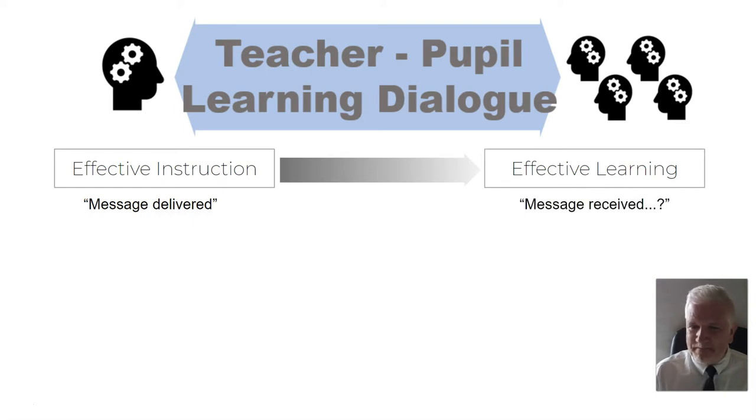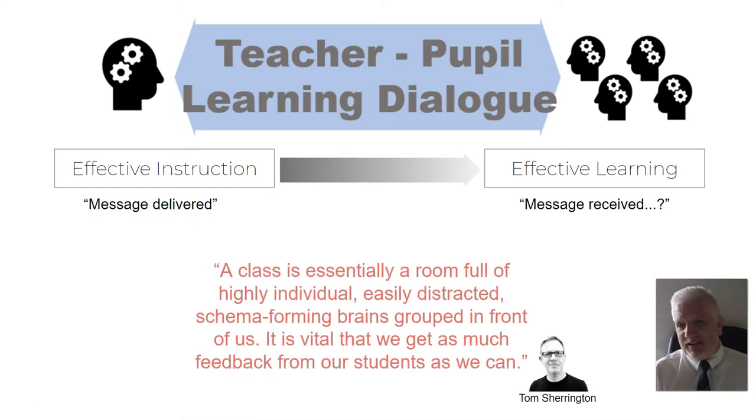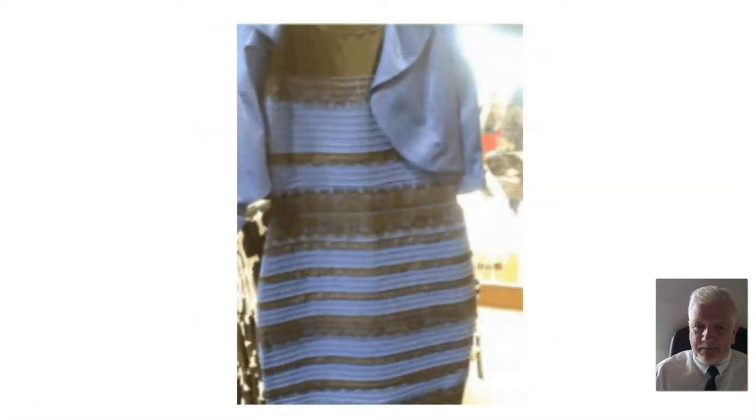for the reasons that we've outlined. Love this quotation from Tom Sherrington. He says this: class is essentially a room full of highly individual, easily distracted, schema-forming brains grouped in front of us. It's vital that we get as much feedback from our students as we can, and this is where we enter into that dialogue process to try to diagnose where the mistakes have been made, where the misconceptions have developed, so that we can head those off before they become embedded.